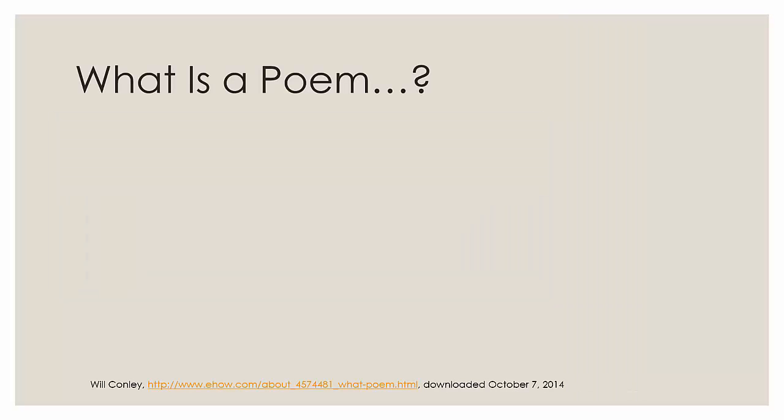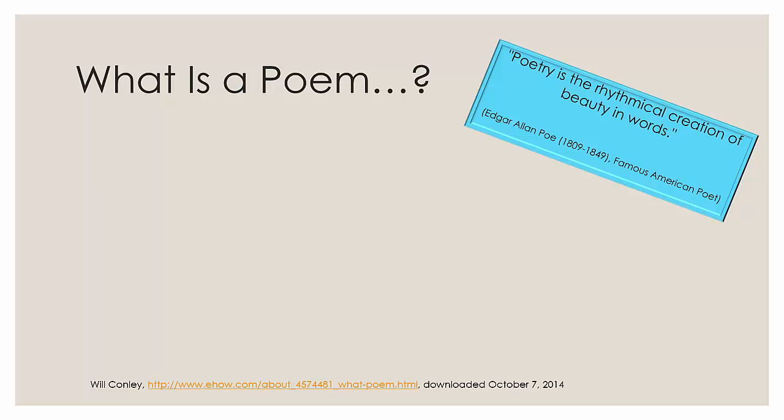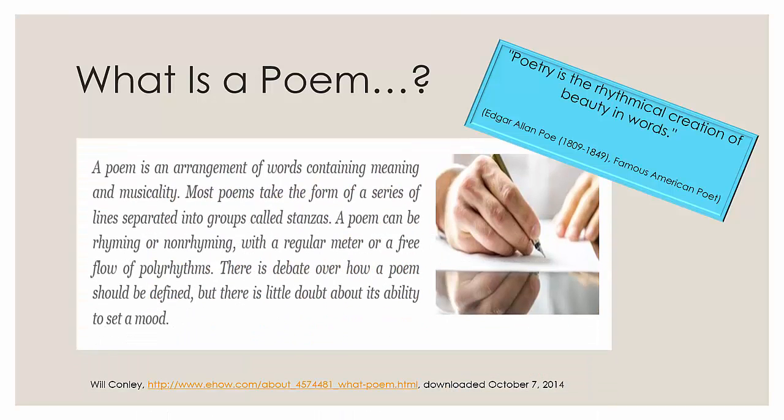Okay, let's move on. Edgar Allan Poe, who's a famous American poet, said that poetry is the rhythmical creation of beauty in words. Very many scholars have tried to define exactly what a poem is, but this has proved to be a very difficult task. Either way, we're going to look at Will Conley's definition of the word. He says, a poem is an arrangement of words containing meaning and musicality.